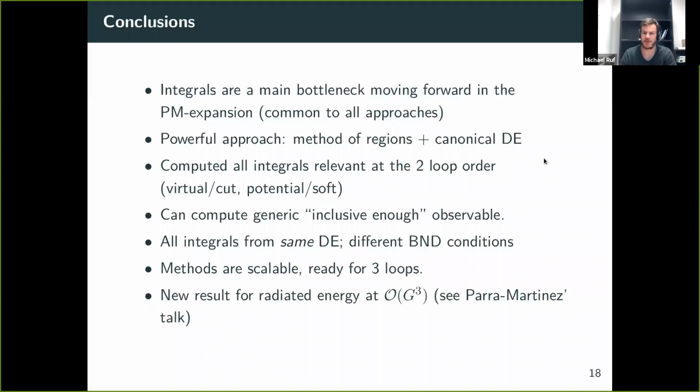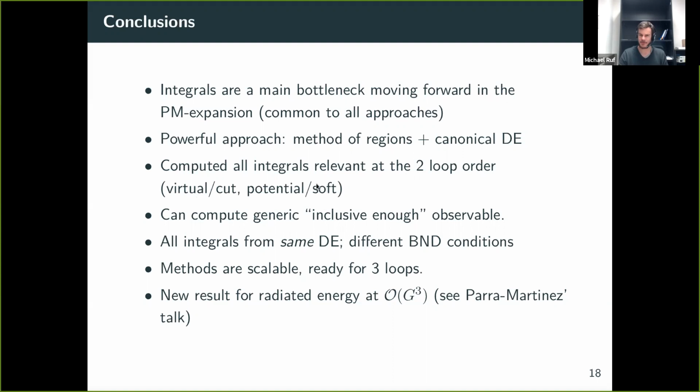Okay, then let me quickly conclude. Integrals are a main bottleneck in all approaches to the post-Minkowski expansion. We have introduced a new powerful approach with the method of regions and canonical differential equations. And something that we did, which is already partially published, is that we computed all integrals up to 2-loop order. This is both virtual integrals and with cuts, and in the potential region and also in the soft region.